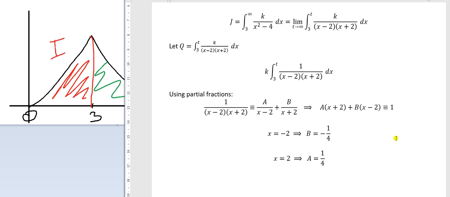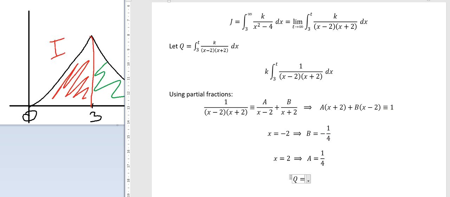If you do this by comparing coefficients, you'd be saying Ax and Bx is equivalent to no x's. So A add B is nothing. And then A times 2 and B times minus 2 gives 1. So A minus B has to be a half. Either way, however you do it, you should come out with the same values.